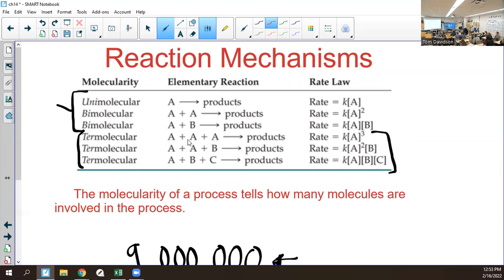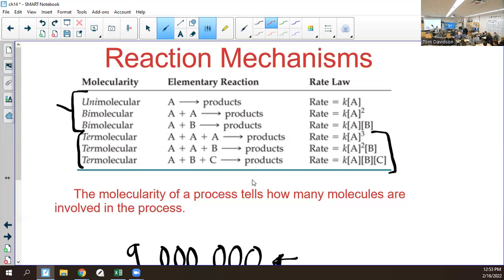Okay, don't write every single thing here. Just kind of look at it. So the molecularity of a process tells how many molecules are involved in the process. Okay, so we have what we call a unimolecular process. And that is when A goes to products. This would be called a decomposition reaction. It's where one thing just breaks apart. A makes products, and the rate is equal to k times A, raised to the first.